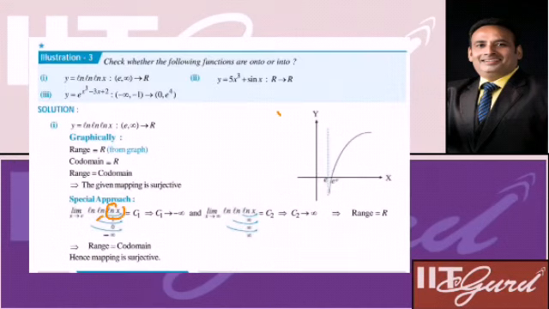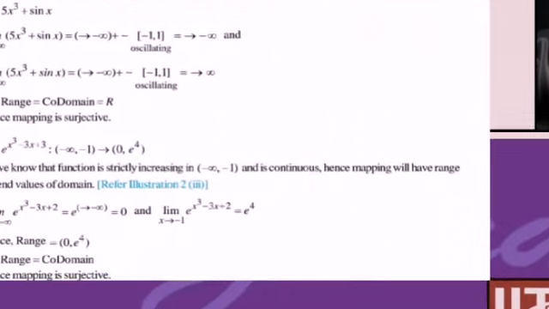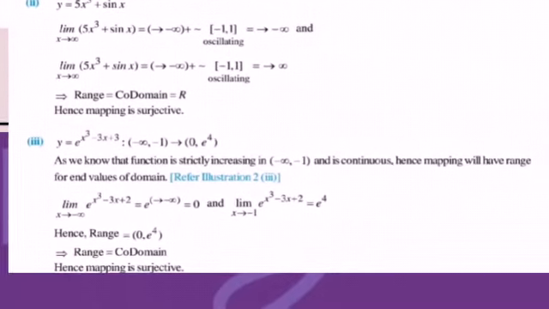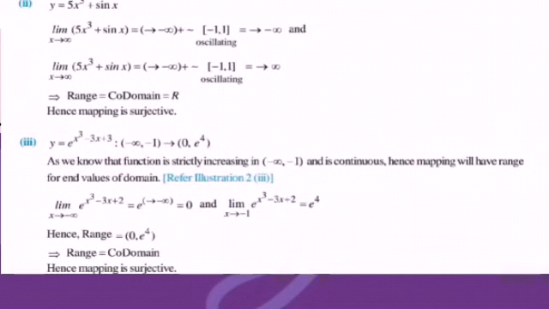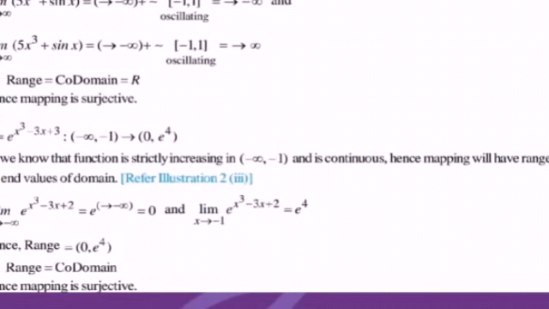So for this domain, minus infinity to minus 1, it approaches from 0 to e to the power 4, the range is there, right? So here this is continuous, and hence it maps the range. Let's test the end values of the domain. Minus infinity, right limit, means x approaches minus infinity. As it is a cubic function, it approaches minus infinity.